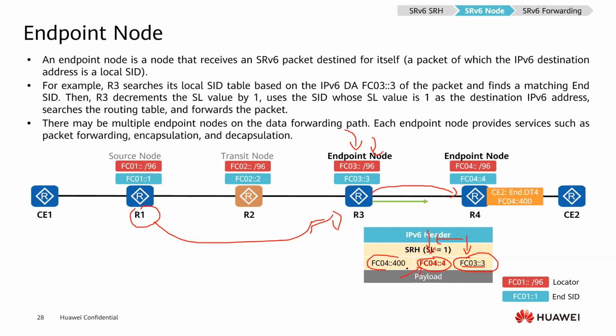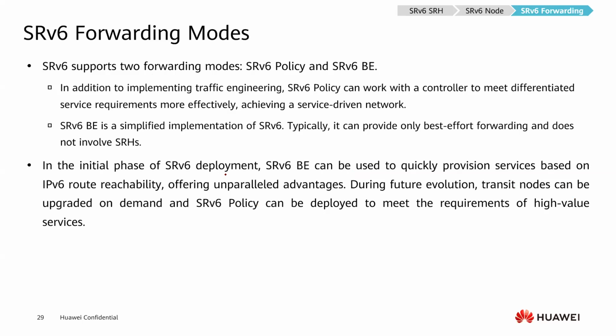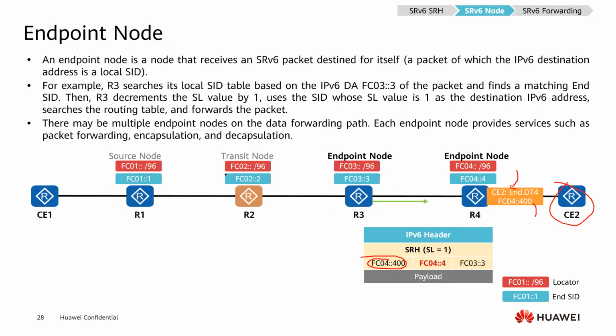And the last segment, what is this used for? We can see this is a DT4. This indicates the VPN, which VPN this CE2 belongs to. Okay, so this is the endpoint node. Any questions for those three types of node?